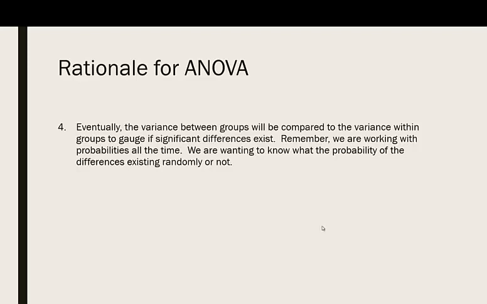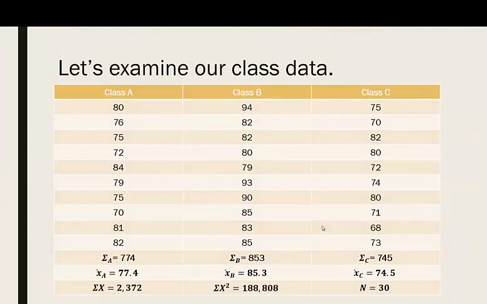So let's take a look at our hypothetical data from our classes. So here is our class score, and let's look and see what all we have here. Class A, this is their scores. We have 10 students in each. These are the scores for A, the scores for B, the scores for C on our test.